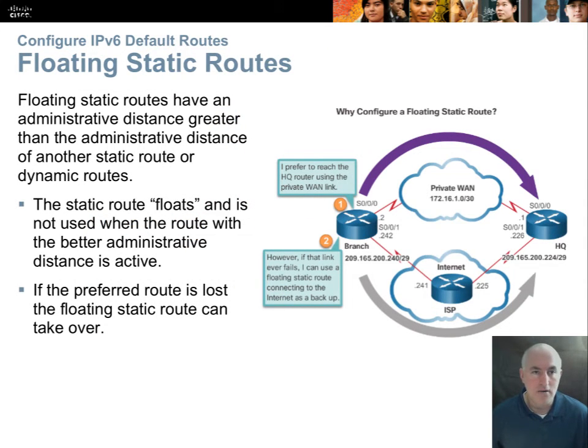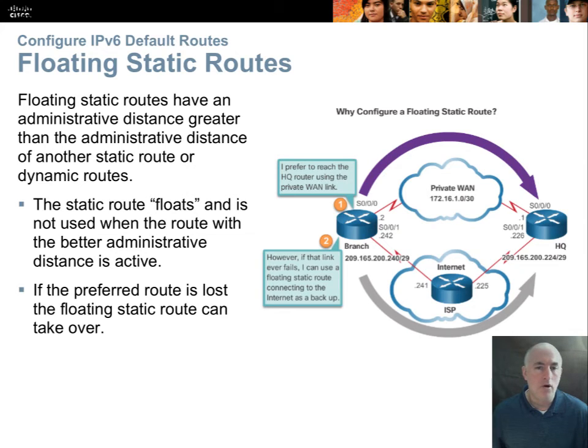Floating static routes. So this is the third concept that we talked about, is the idea of a backup route. And so a backup route floats, meaning that it isn't the go-to route, it's the backup. It is not the preferred route. It becomes preferred when the primary route is no longer available. The way we do this is by changing its administrative distance, its AD.